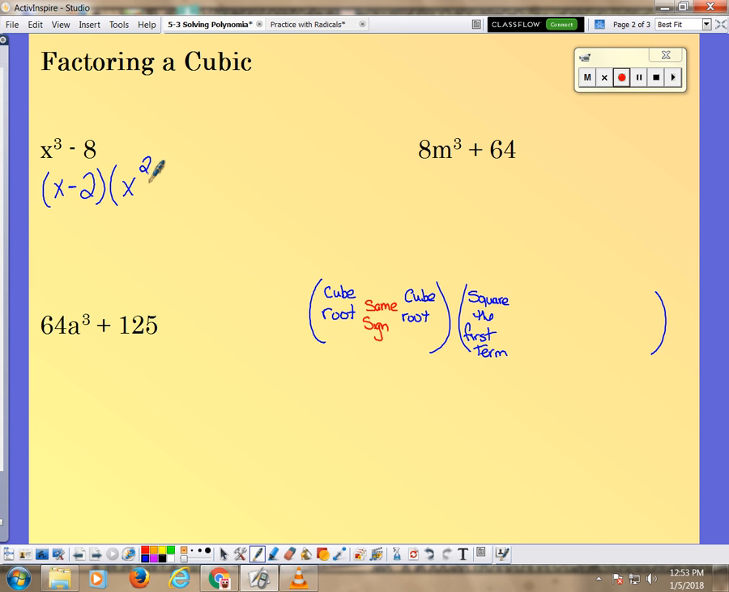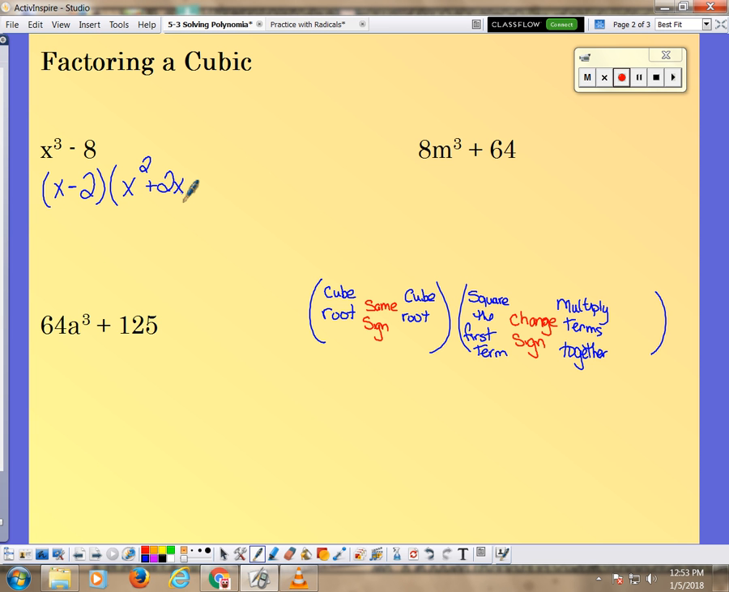The next part is I'm going to multiply the two things inside that parenthesis together, and I'm going to change the sign. So we're going to change the sign, and then we're going to multiply the two terms together. In the case up here, I have an x and technically a negative 2. So that becomes a negative 2x, but I must change the sign, so it becomes a plus 2x.